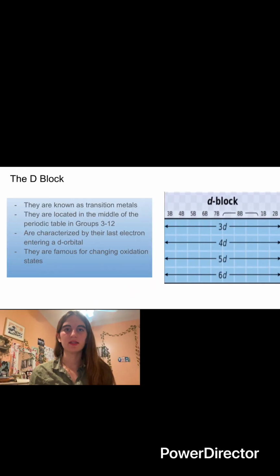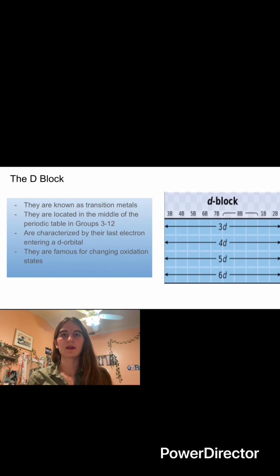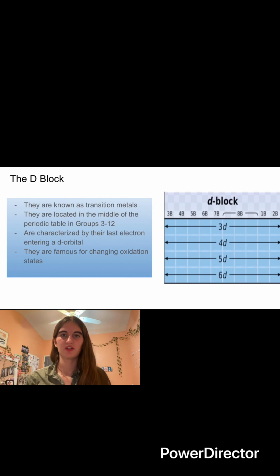The elements in the D block are known for being transition metals, and they are located in groups 3 to 12. They are characterized by their last electron entering the D orbital. They are the most known for changing oxidation states.